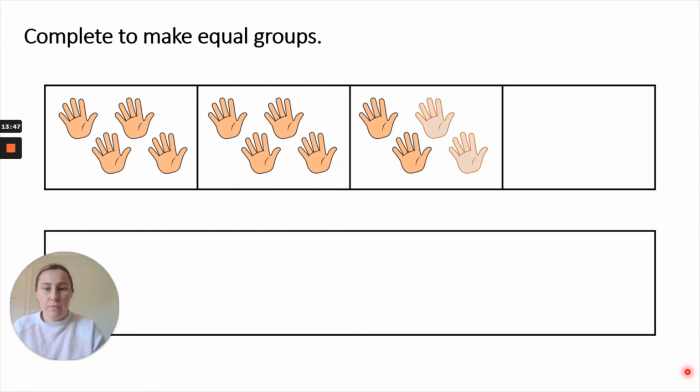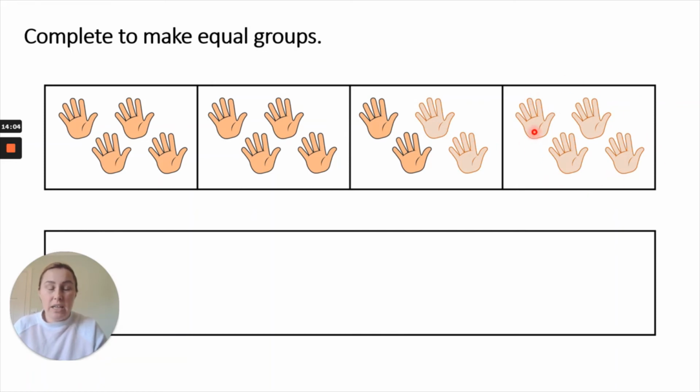Did you get it? We needed 2 more hands to make this group equal. We already had 2, and to make 4, we needed 2 more. In our fourth group, we didn't have any hands, so we needed to draw 4 hands. And if I was to look at my sentence, I would say there are 4 groups of 4.